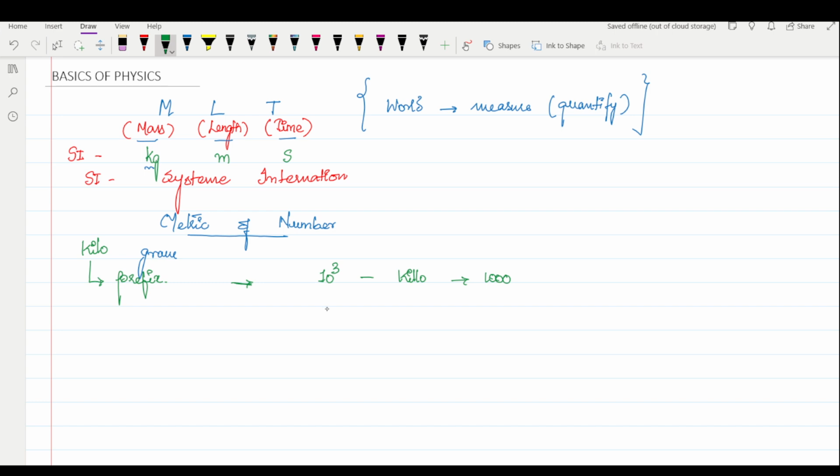If I'm telling centimeter, what is centi? Centi is nothing but 10 to the power of minus 2. So what does it mean? It means 1 divided by 100.